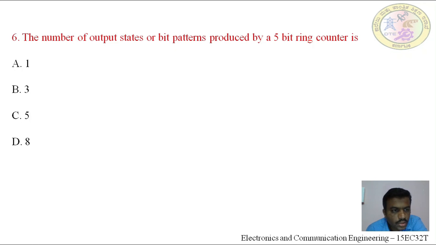Sixth question, the number of output states or bit patterns produced by a 5-bit ring counter is, options are A 1, B 3, C 5, D 8. Here we have a 5-bit ring counter and this ring counter can generate 5 different output states. Hence the answer for this question is C, 5 output states.